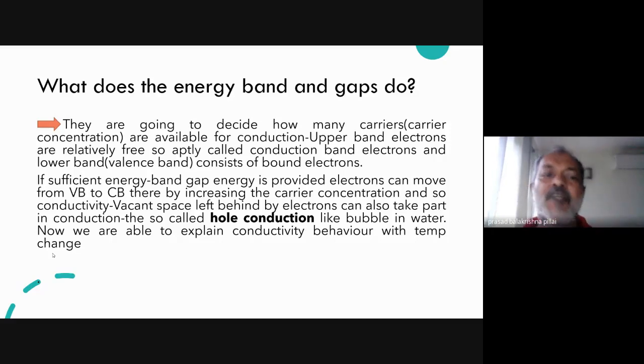So this is what is happening: the carriers are excited and free carriers are made available. The carrier concentration can be changed, so the conductivity can be changed by giving energy. That is what is happening with temperature. When you increase the temperature, in some of these materials the carrier concentration can be increased, provided you can excite them from valence band to conduction band.